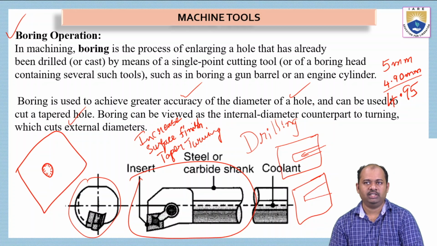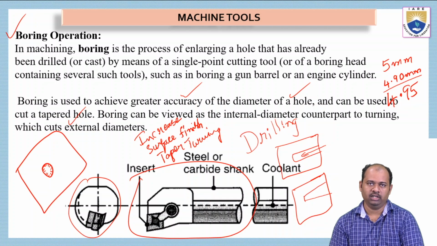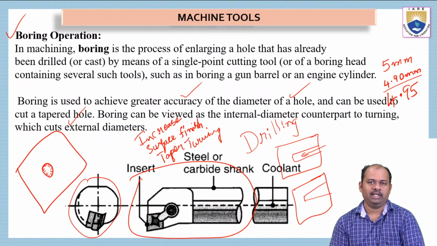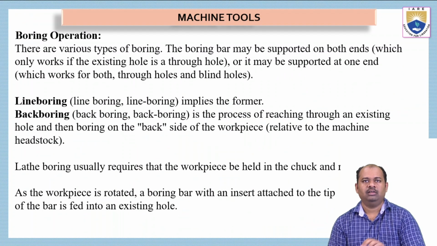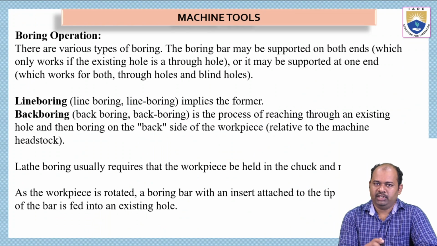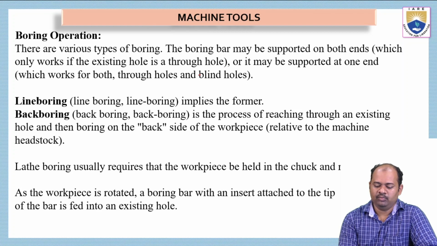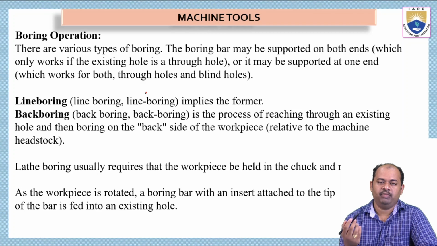So boring can be viewed as an internal diameter counterpart to turning, which cuts external diameters. So the boring operation can be used for internal cutting only. That means it can be used to enlarge the hole, to make the surface smooth, and we can do operations like taper turning. And then there are various types of boring that are possible, and the boring bar may be supported on both ends, which only works if the existing hole is a through hole, or it may be supported at one end if the hole is a blind hole.